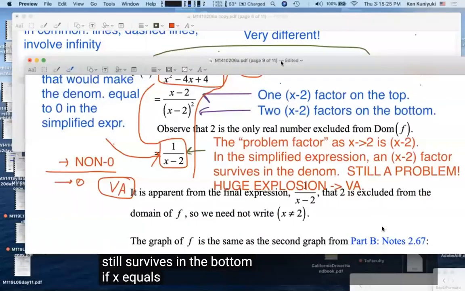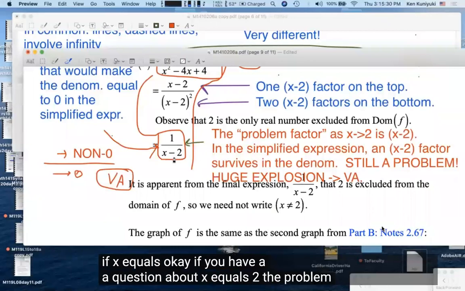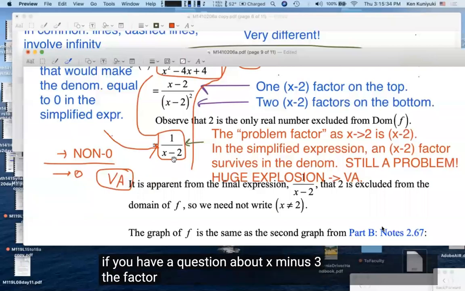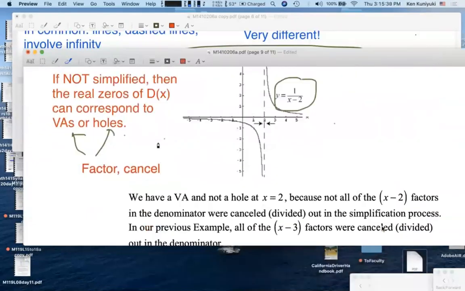If you have a question about x equals 2, the problem factor is x minus 2. If you have a question about x equals 3, the factor is x minus 3.